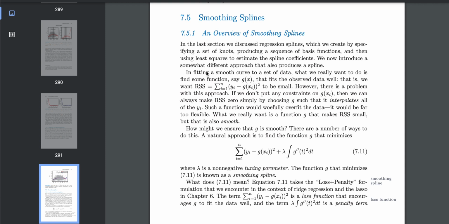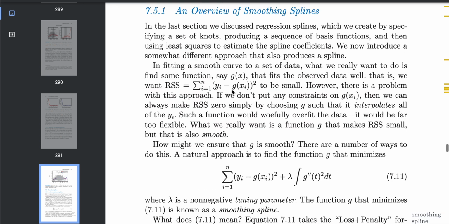In fitting a smooth curve to a set of data, what we really want to do is find some function g of x that fits the observed data well. That is, we want the residual sum of squares to be small. So this we want to be small. So what does this mean? The yi are our observations, and the xi, essentially we observe yi's and xi's.